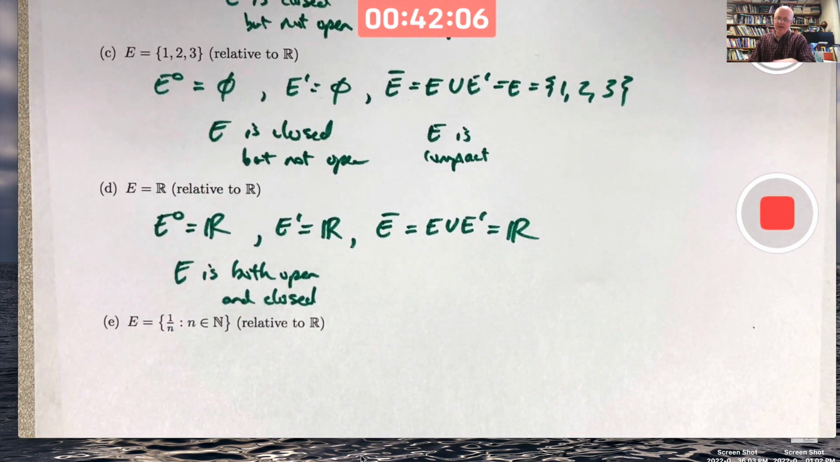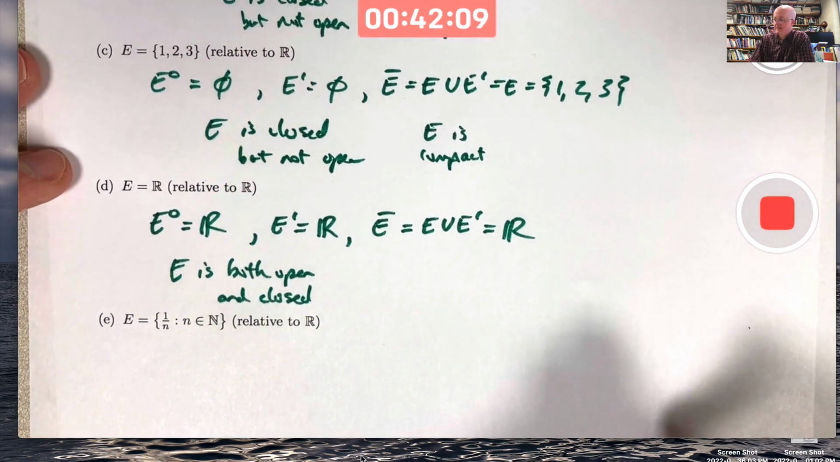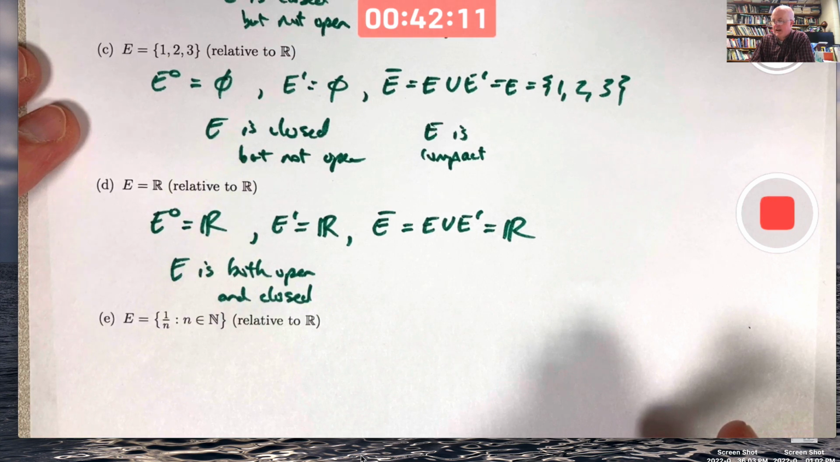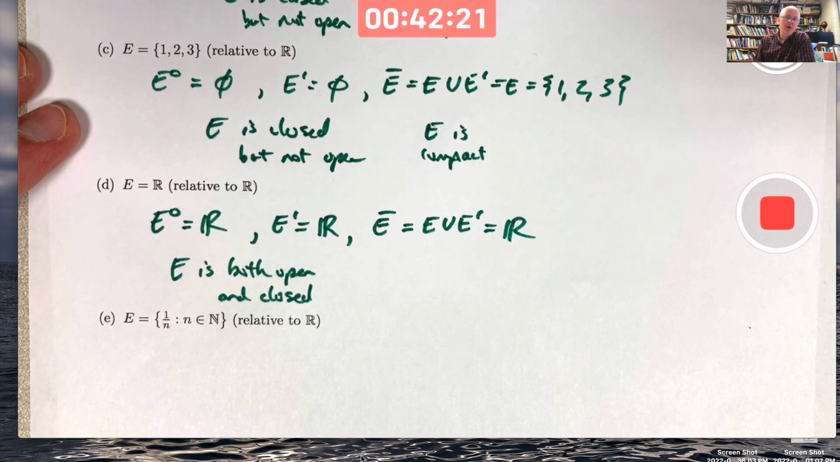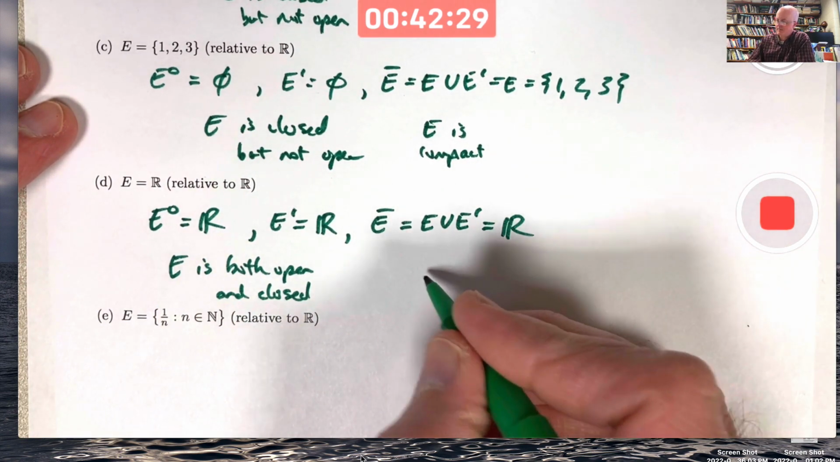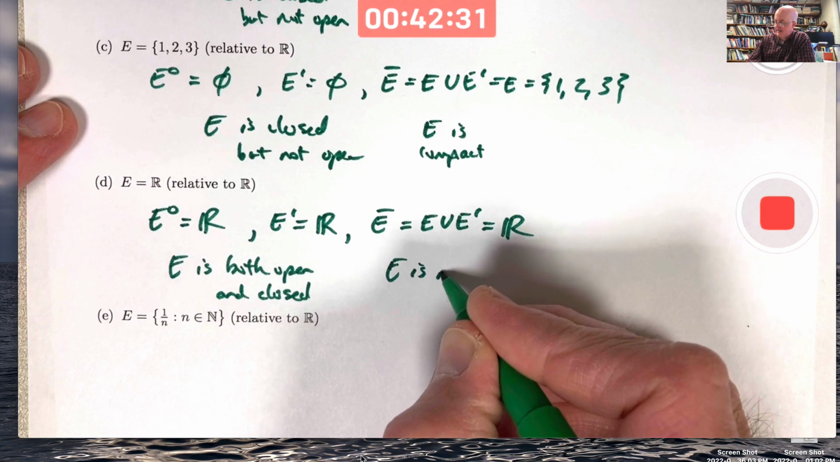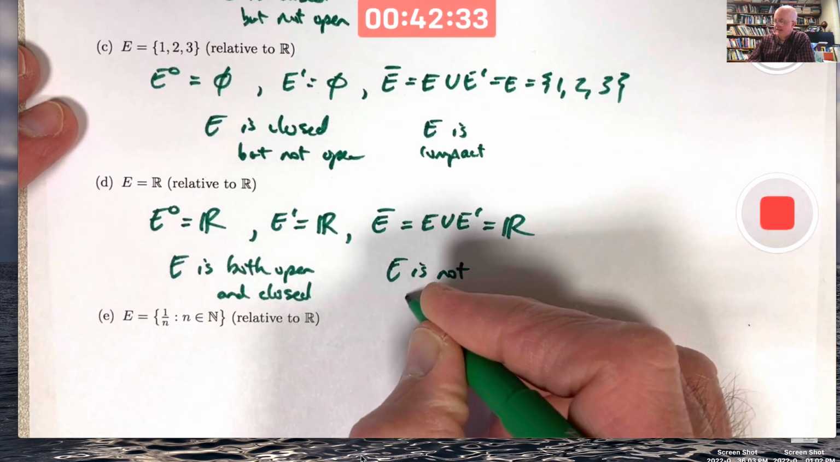And in the standard topology of the real line, which the standard metric generates, which is the absolute value of x minus y, the only two sets that are both open and closed are the entire real line and also the empty set, its complement. Is it compact? No. It is closed, but it's not bounded.